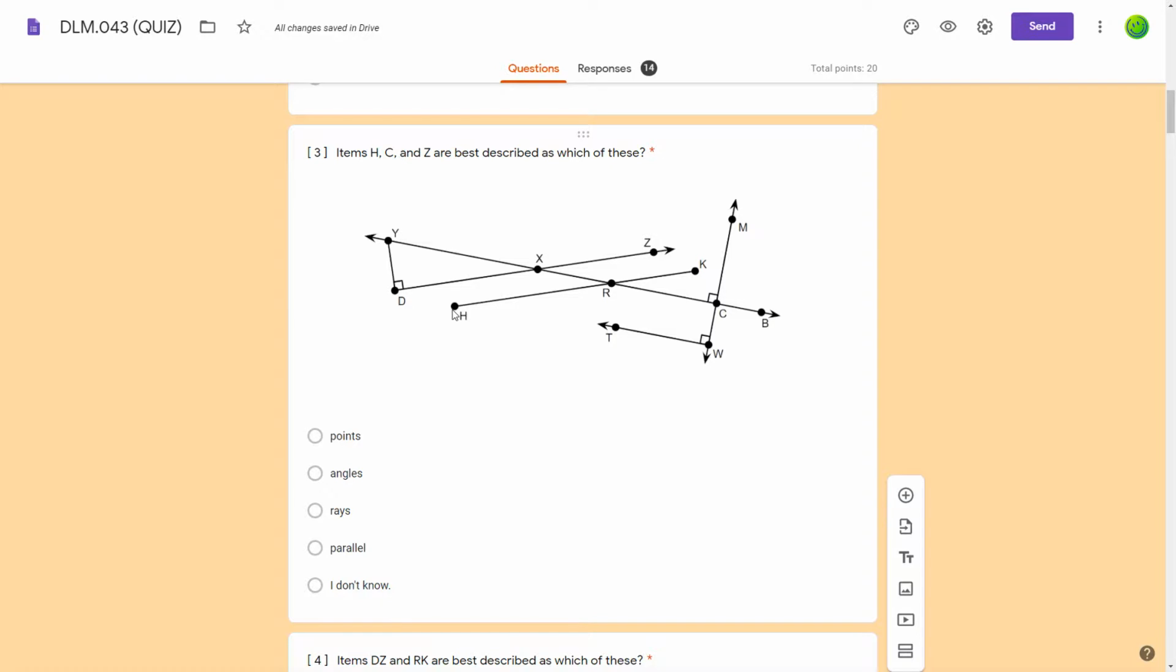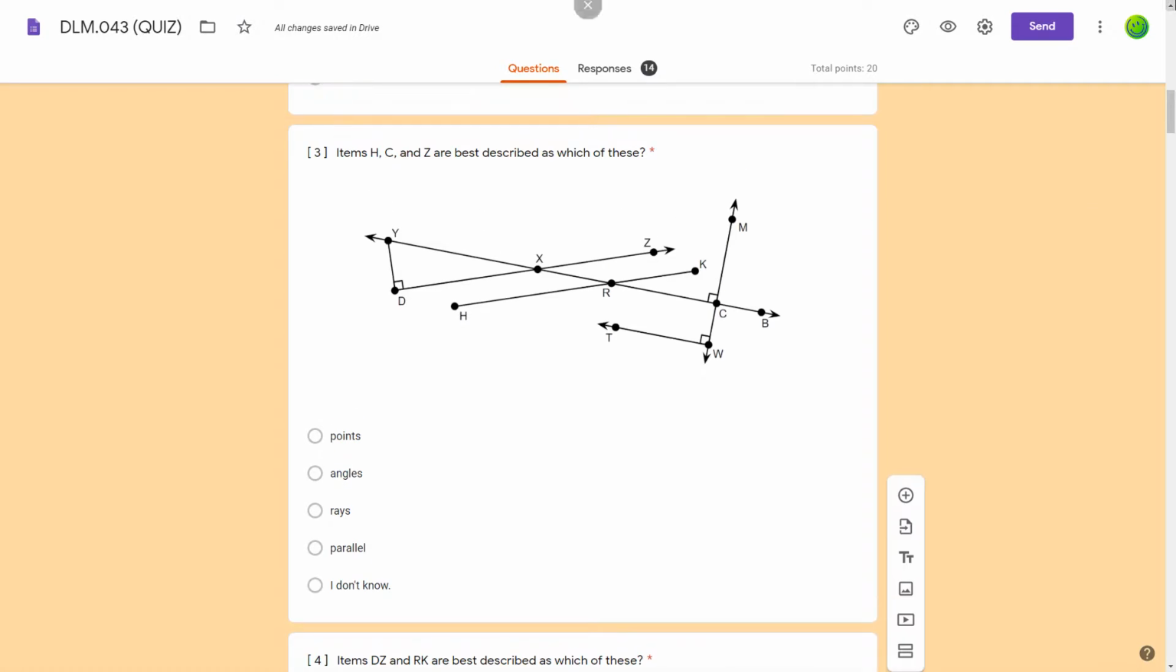So for this one, you don't connect them with your imagination. They're all separate. They just want to know what is H, what is C, and what is Z. Those are all points. H is a point, C is a point, and Z is a point. And you may argue, well, C is also an intersection or a perpendicular line. That's true, but they're saying not just C, they're saying what is Z and what is H, and all those three things would be called points. There's no other answer that makes sense there.